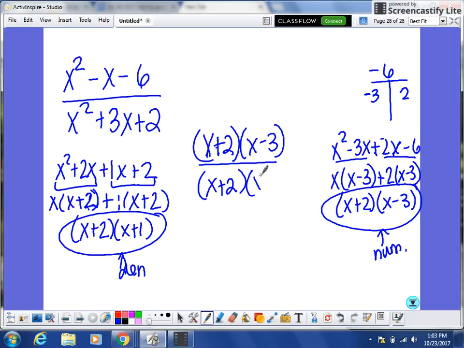We'll put my numerator over my denominator, and then we are looking for common factors. So they both have an x plus 2 in common. So that'll leave me with an x minus 3 over an x plus 1.